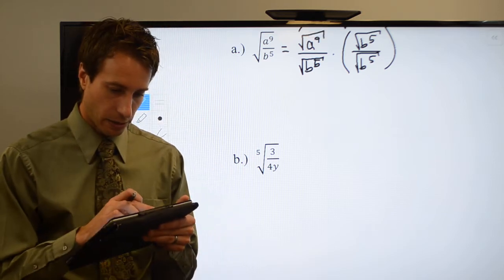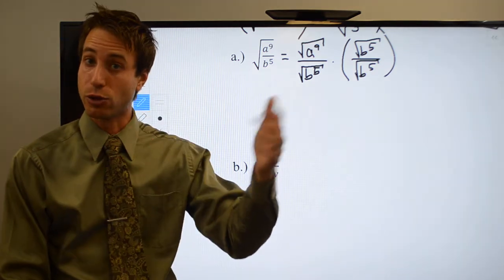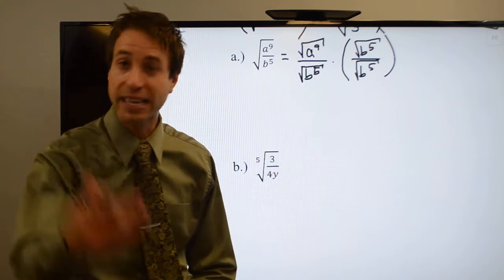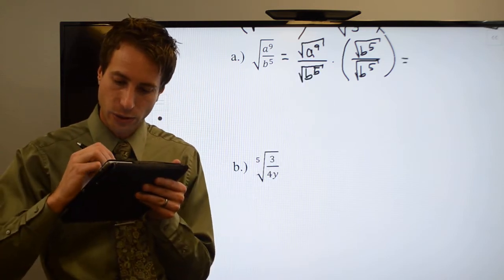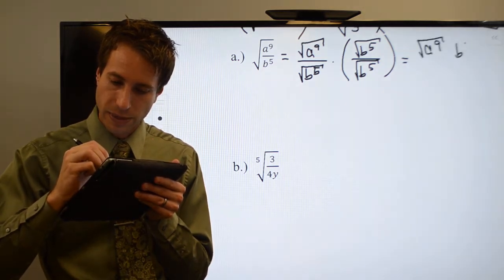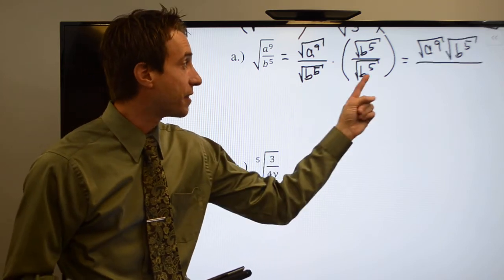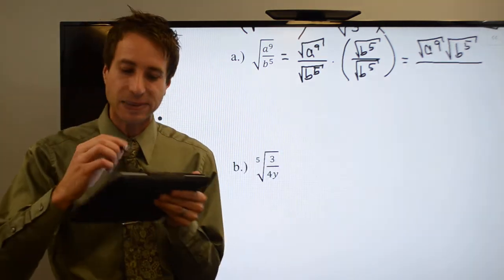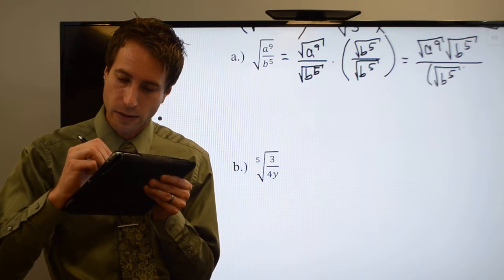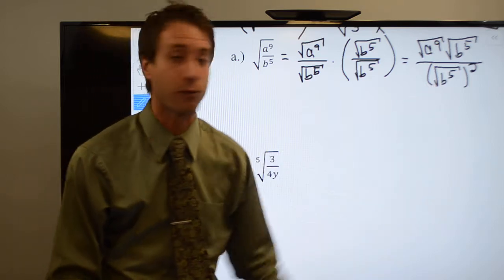Okay, here we go. Multiply numerators, multiply denominators. So I'm going to have the square root of a to the ninth, square root of b to the fifth, in the top. In the bottom, square root of b to the fifth, square root of b to the fifth. Anything times itself is going to be the square root of b to the fifth squared. Well, square root and square cancel each other out. You're going to be left with just a b to the fifth.